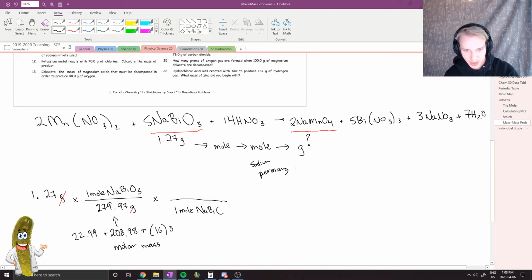And I'm going to put this one on the bottom here so that I can cancel this out and this out. And I actually don't want to put 1 mole here. What I want to use for this part is these molar ratios, these numbers that I have here. So I know that in this reaction, there must be 5 moles of sodium bisphosphate for this reaction to occur. What I then know is that I will produce 2 moles of NaMnO4.